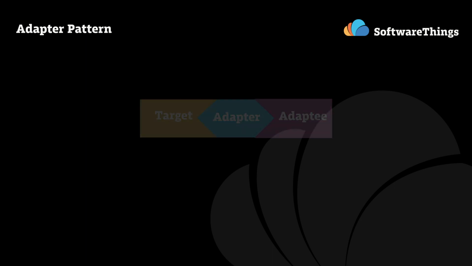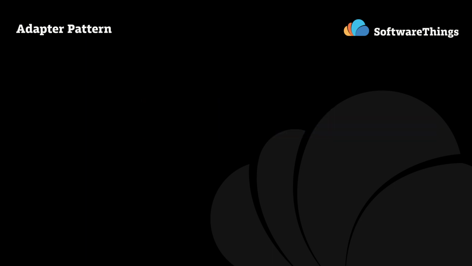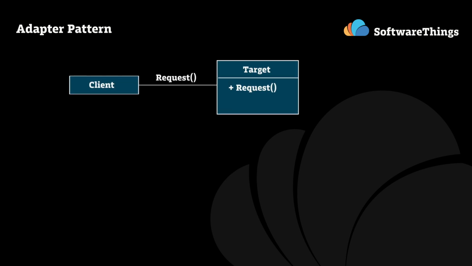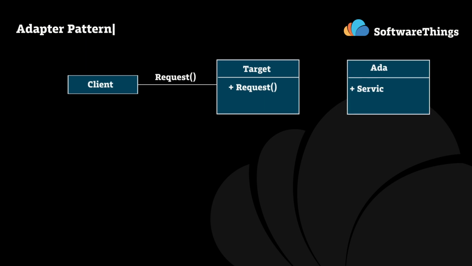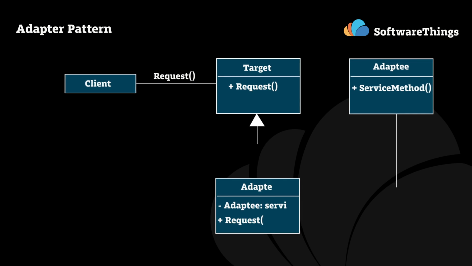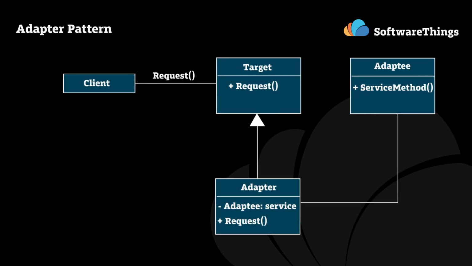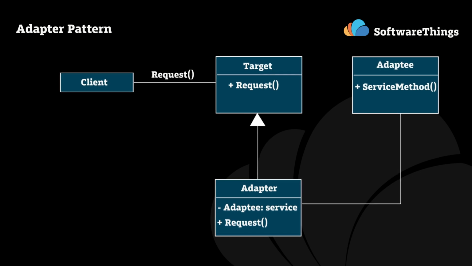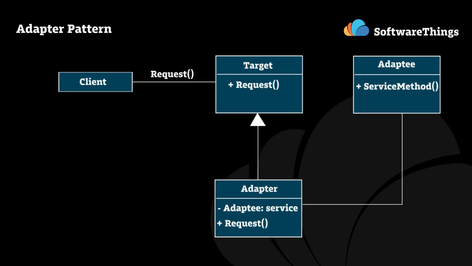Here's how the adapter pattern works. A target interface that your client code expects to work with. An adaptee is an existing class that is not compatible with the target interface. An adapter class that acts as a bridge between the target interface and the adaptee. It implements the target interface and delegates the calls to the adaptee in a way that makes them compatible.